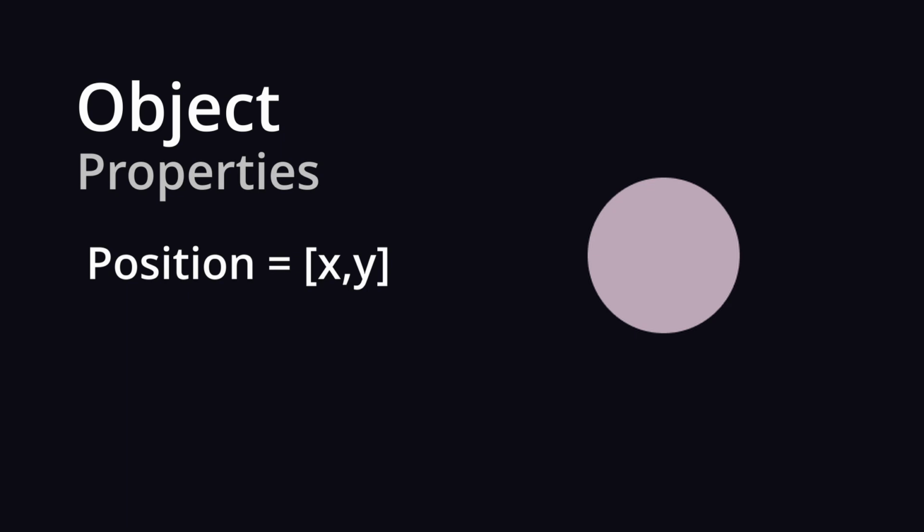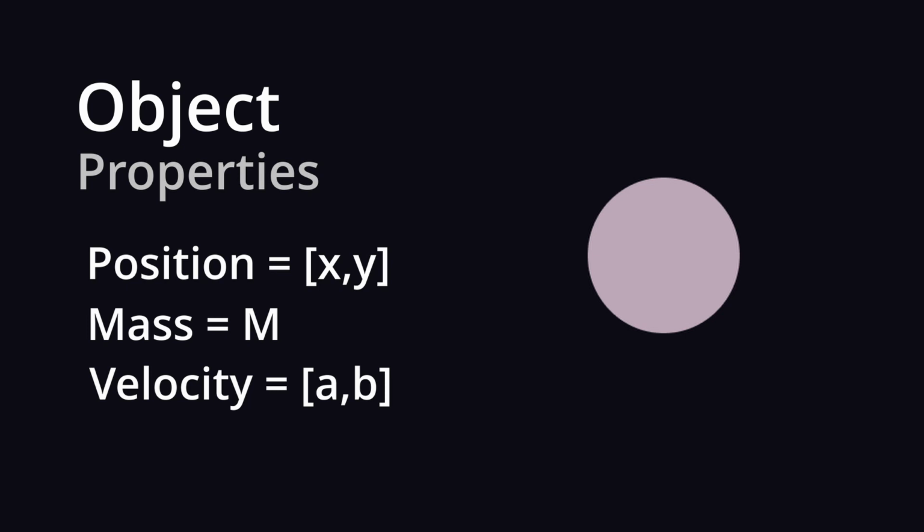Now, by storing the current velocity and mass of the objects, with the mass being stored as a single number and the velocity being stored as a vector with 2 values corresponding to the current velocity in each axis, we can now create a more accurate simulation.